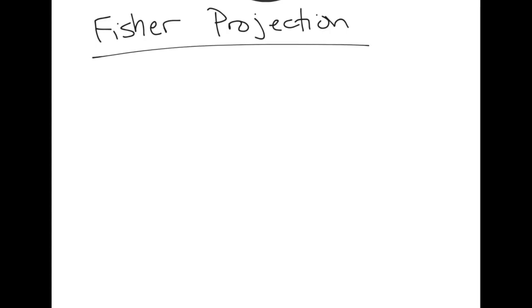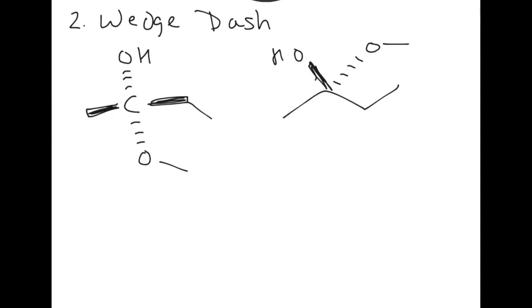And then the next thing is the Fischer projection. So Fischer projections are the wedge dash without the wedge and the dash. So Fischer projections, make sure I have this right. OH was up. Yep.